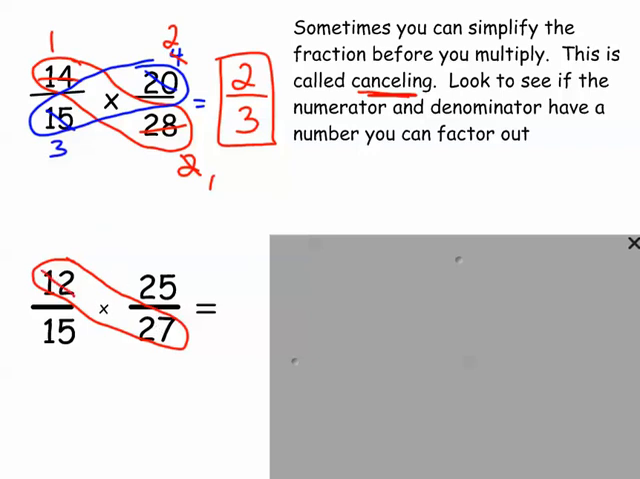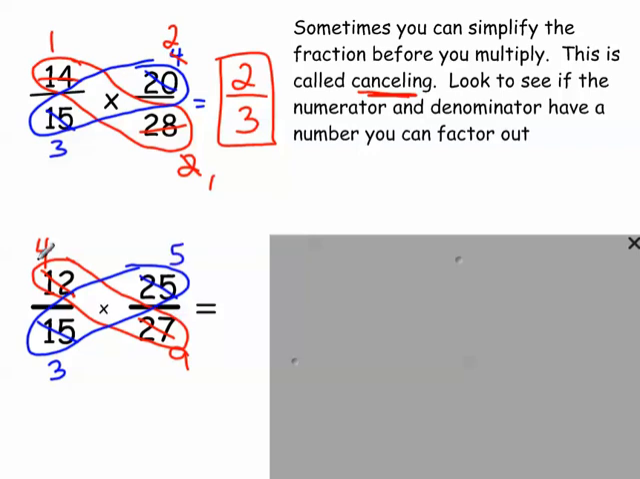So I'm going to divide by 3, I get 4. Divide by 3, I get 9. Do you see that I'm saying it out loud so that I don't accidentally write down the wrong answer there? Now I'm going to look at these. Again, that's an easy one there. Hopefully you recognize that they have 5 in common. Divide by 5, and I get 3. Divide by 5, and I get 5.